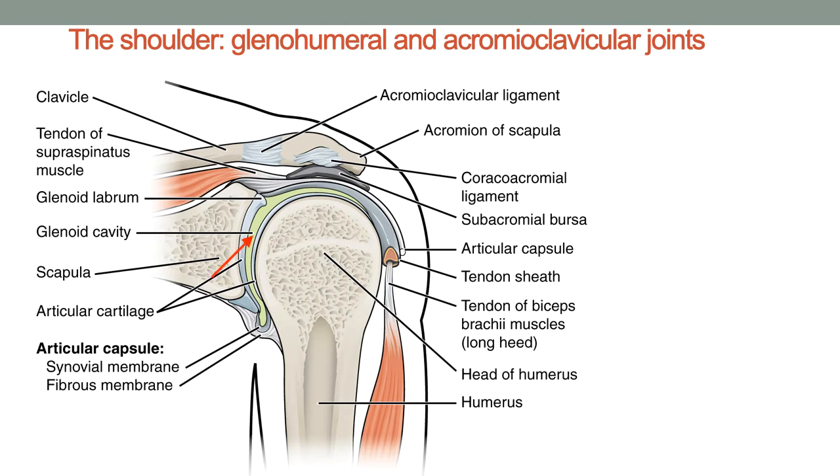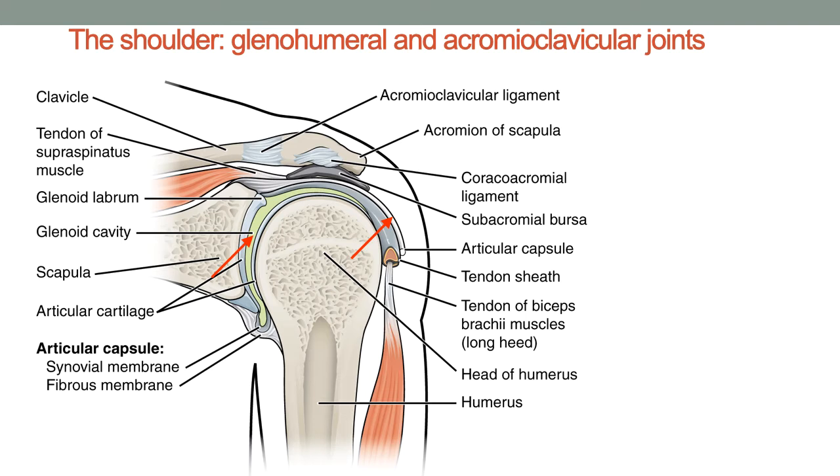This joint has the largest range of motion of any joint in the body. And of course, when you have a larger range of motion, that is going to be offset by a loss of stability. Now, the large range of motion at the shoulder joint is provided by the articulation of that large, rounded humeral head with a small and shallow glenoid cavity. If that glenoid cavity was a little bit deeper, the shoulder would have less movement and would probably be a little bit more stable.